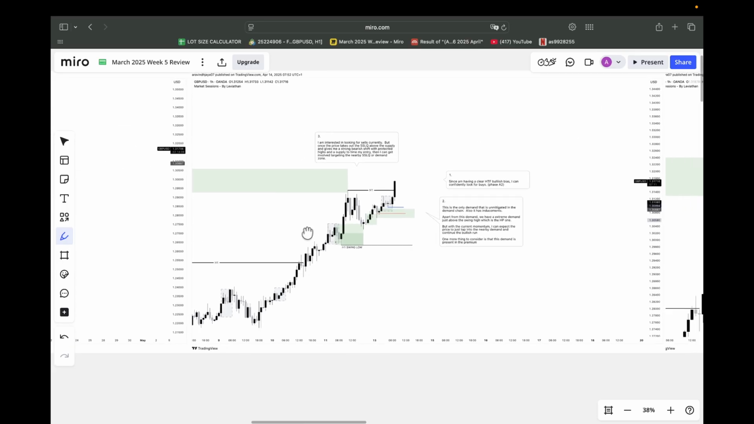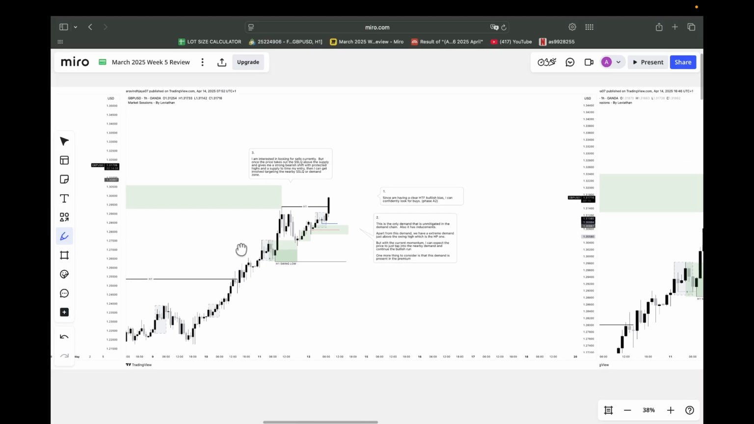From the H1 perspective, I consider this as my swing range because it swept a strong level of liquidity. So I can consider this as my strong low. All the demands have been mitigated, and this is the only unmitigated demand that I can expect the price to mitigate and push further up. And it actually flipped this supply.